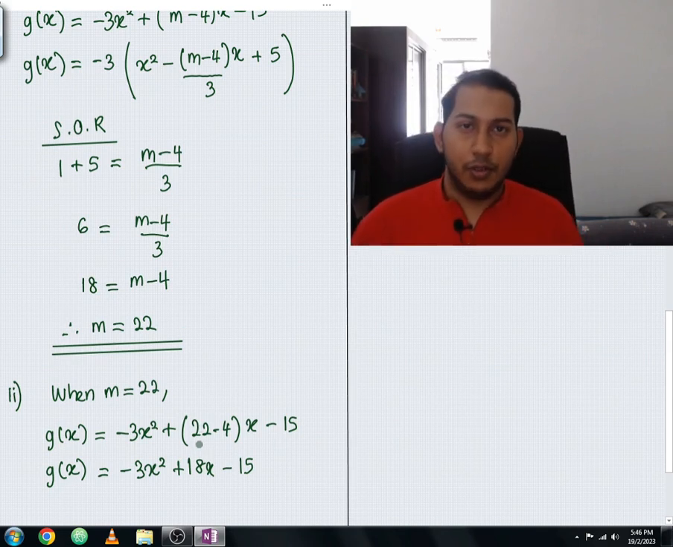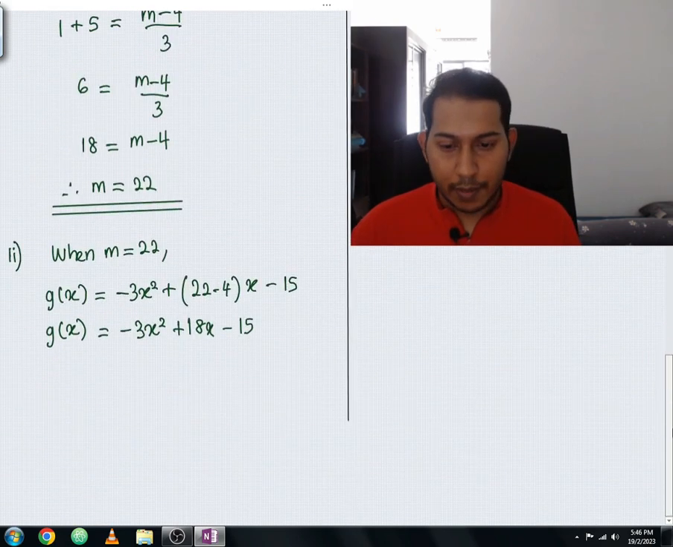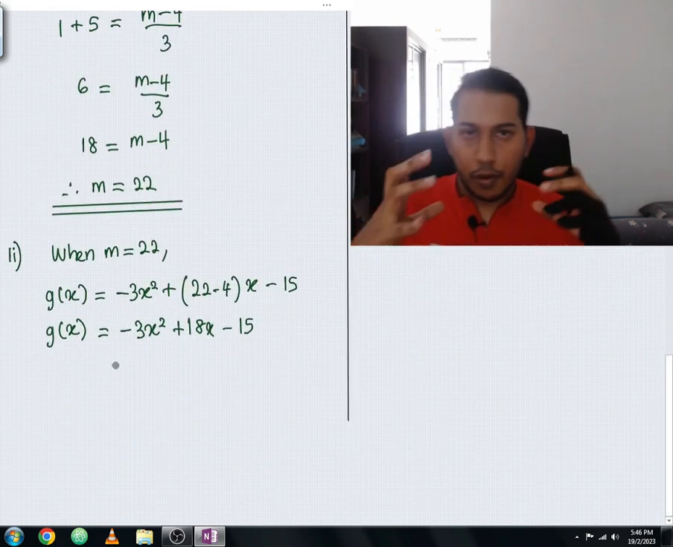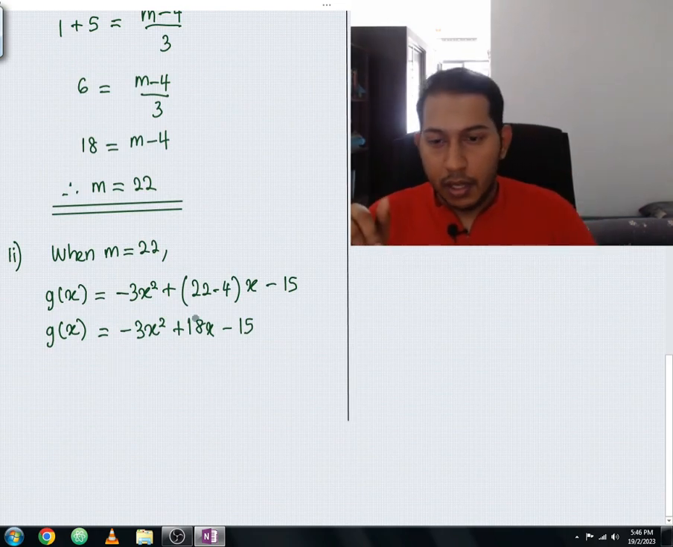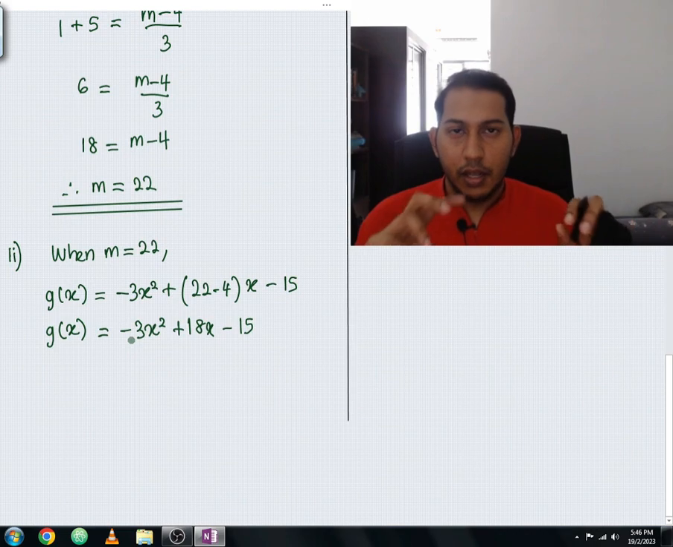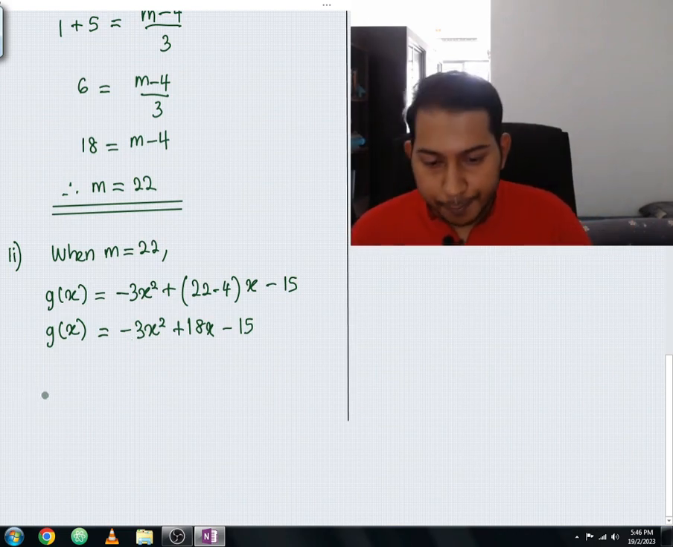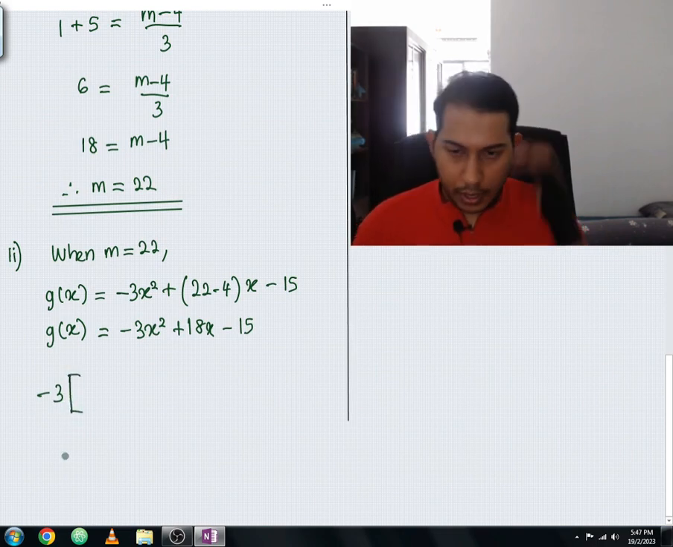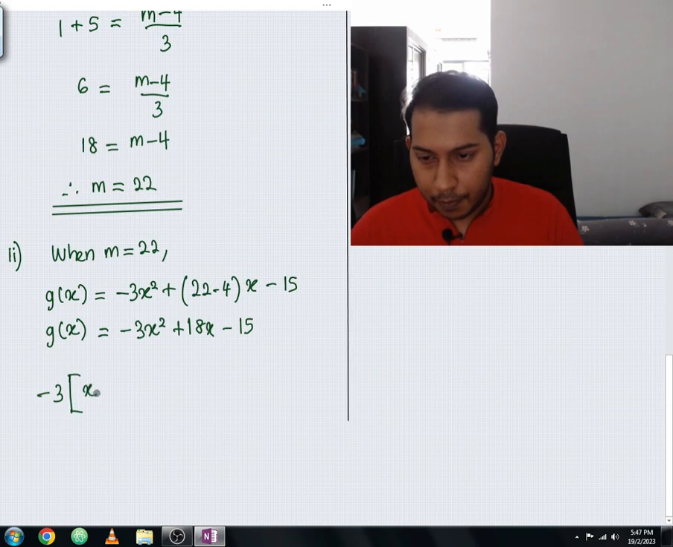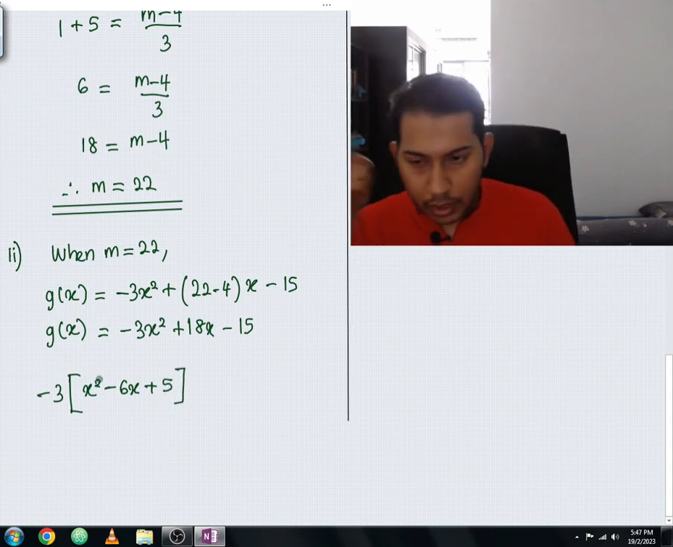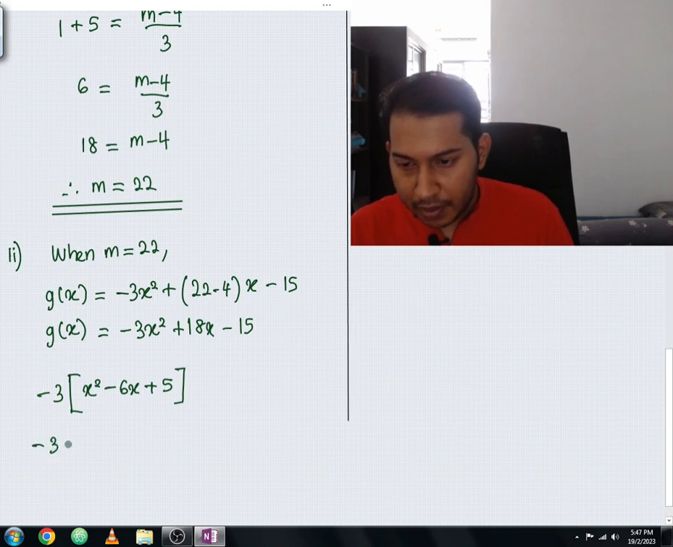Okay, once you are clear there are no more variables, now you can proceed to do the completing the square method. Let us do it step by step. In order to do the completing the square method, make sure that the coefficient of a in a quadratic function is equal to 1. So from here, the negative 3 we factor out, and you're only left with x squared minus 6x plus 5, close square bracket.